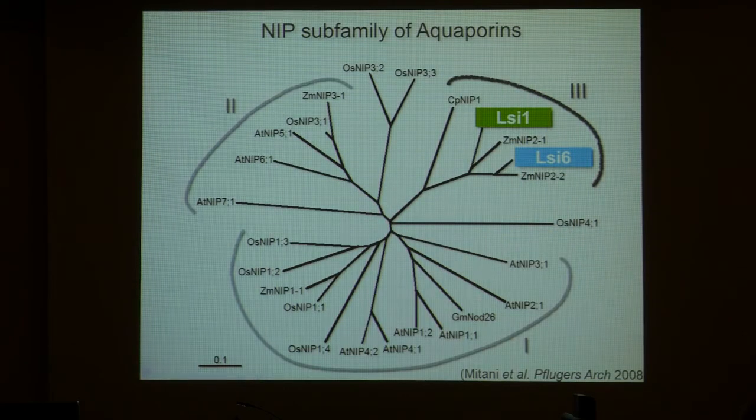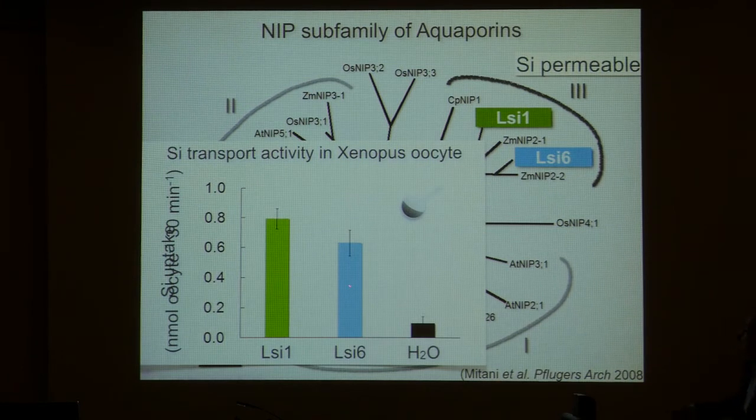So then we characterized each gene and investigated what kind of role they are playing in the silicon distribution. So what is Lsi6? Lsi6 is actually a close homologue of Lsi1. As I mentioned, Lsi1 is involved in silicon uptake, the first silicon transporter we identified. So we found that Lsi6 also has influx transport activity. So Lsi6 is also a silicon influx transporter.